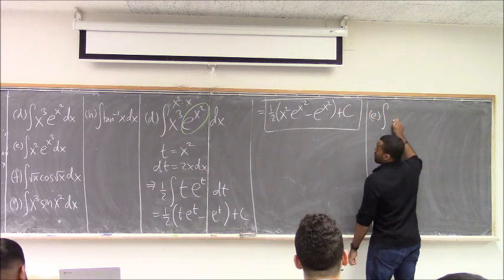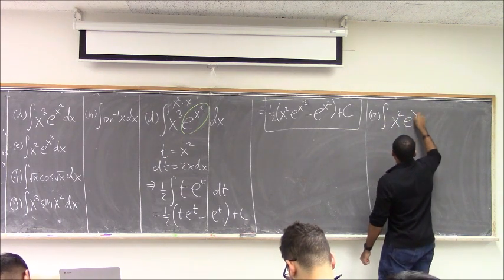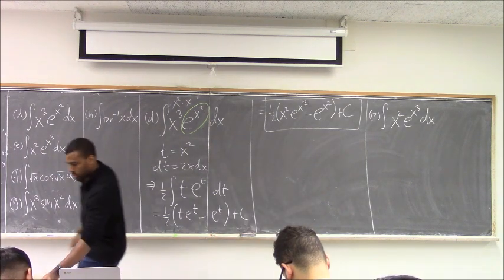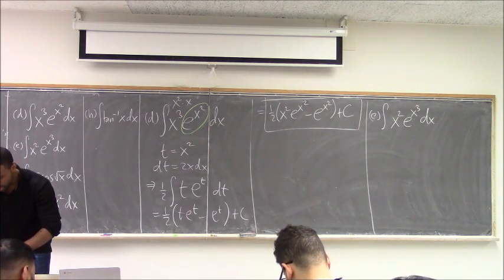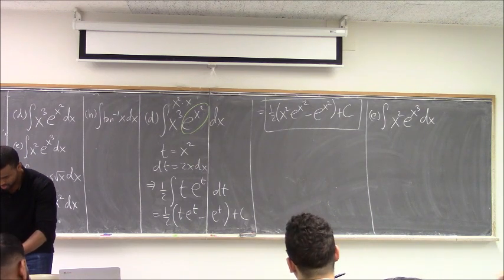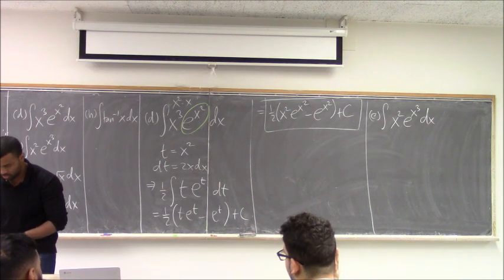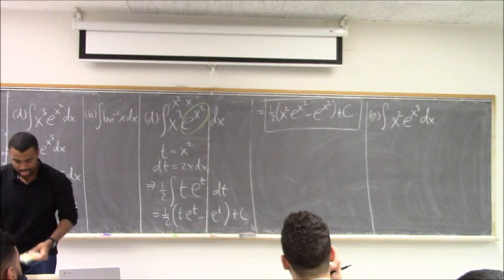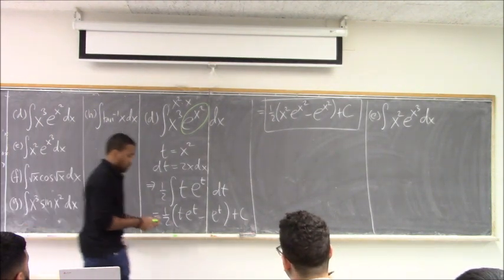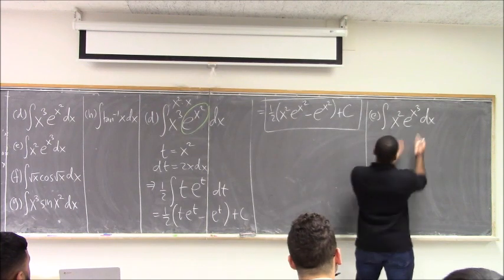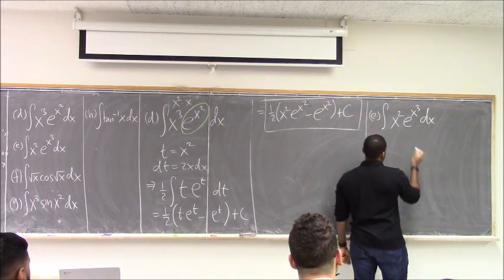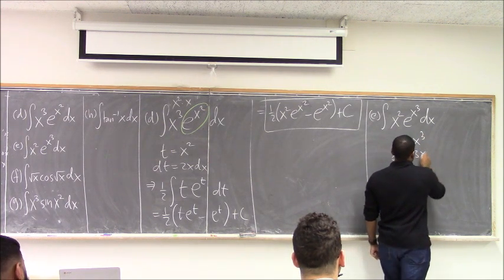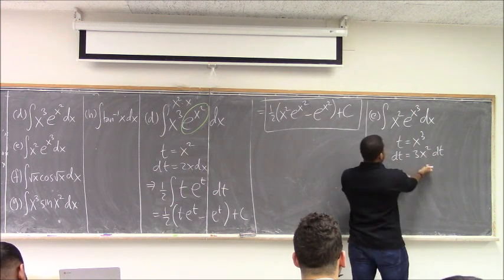Integral of x squared e to the x cubed. What do you think here? Ideas? Try to make x cubed a single variable using u-substitution. Right, same idea. e to the x cubed is complicated. I don't want it to be complicated. Let's do that. Then my du is going to be 3x squared dx. And hey, you have the x squared right there.